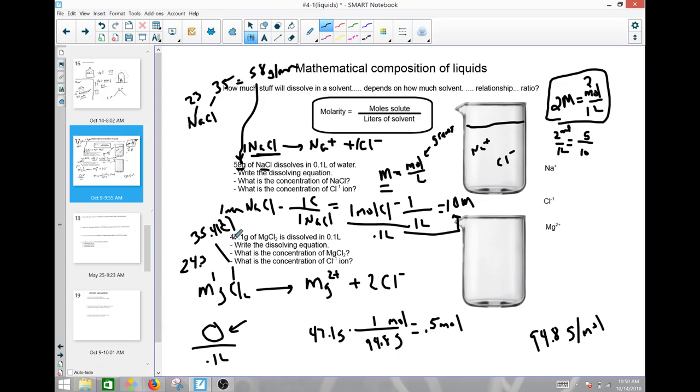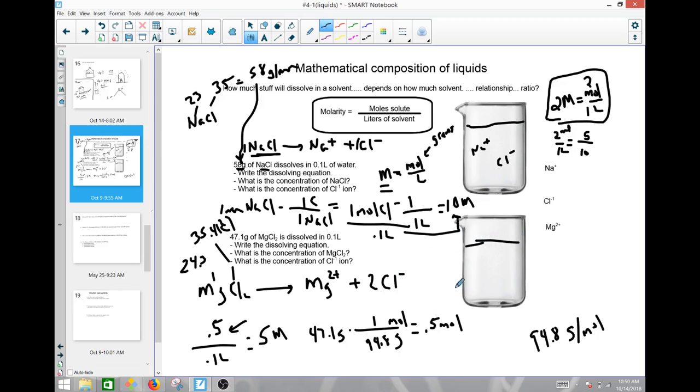Plug that into here. I'm going to erase this for a second. We will put the 0.5 in here. That's magnesium chloride. Divide out, and we get a molarity equaling 5 moles per liter. All right, so let's draw a picture of this.